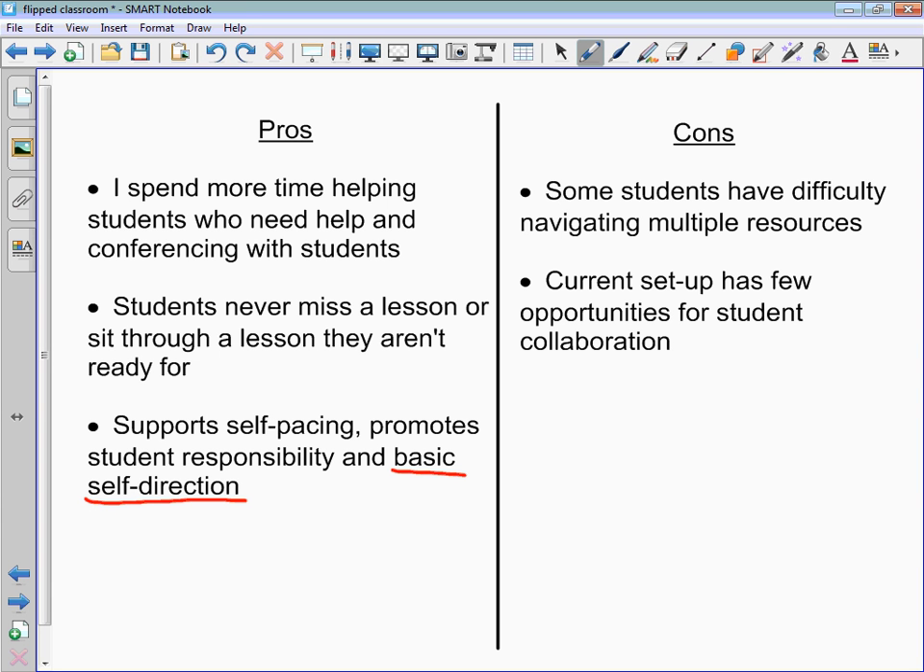So the way I'd like to fix this is to add some activities into the learning guide, which would encourage students to collaborate in a group, either solving problems together or possibly conducting an investigation together. These would be planned group activities that would encourage the students to talk about math with one another.